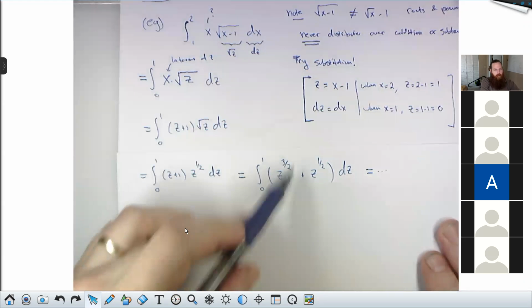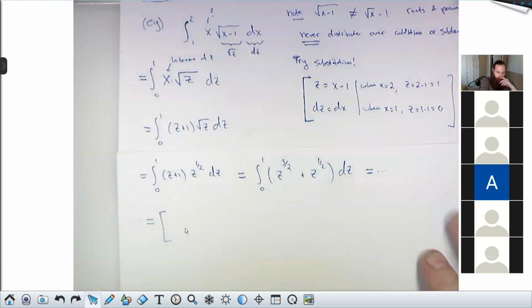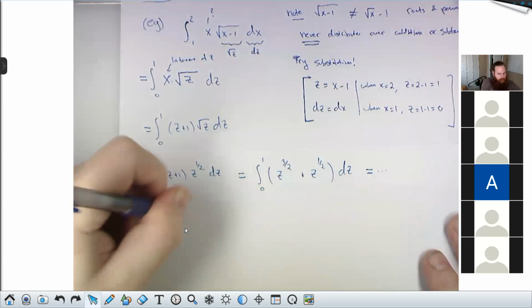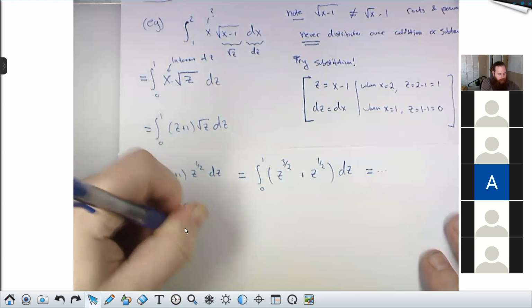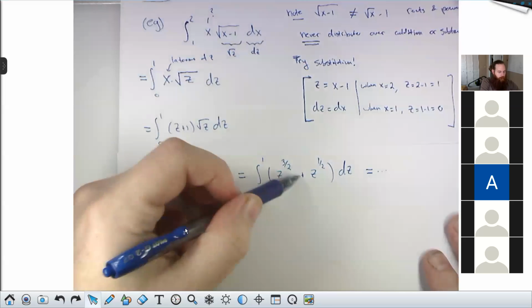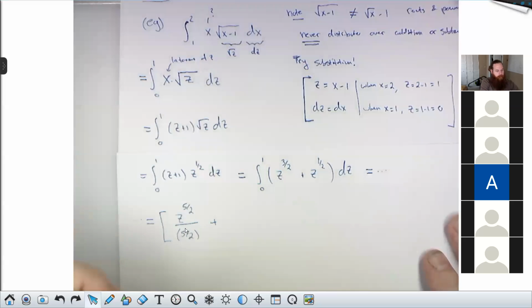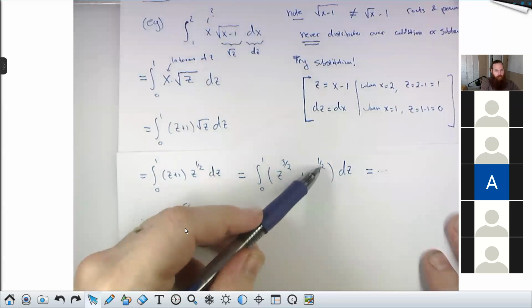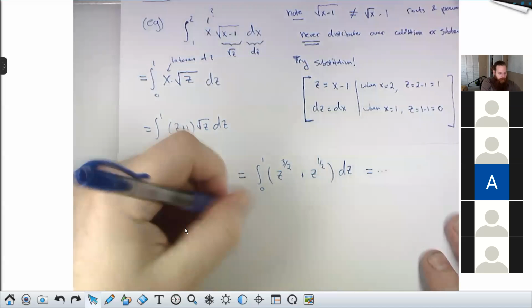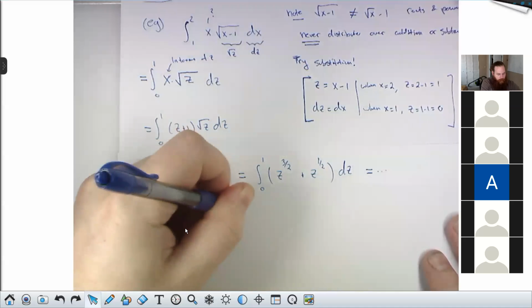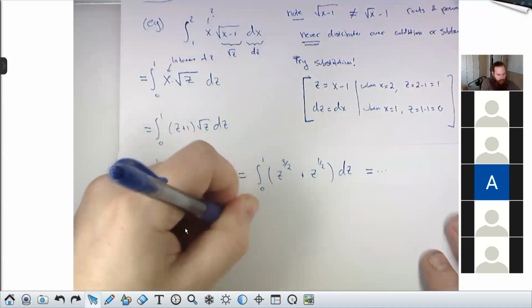An antiderivative for z to the 3/2 comes from the power rule. Add 1 to the power, divide by the new power. 3/2 plus 1 is 5/2. So that's going to be z to the 5/2 divided by 5/2. And then this plus is this plus. 1/2 plus 1: if I add 1 to the power of z to the 1/2, I get z to the 3/2. So this will be z to the 3/2 divided by 3/2.